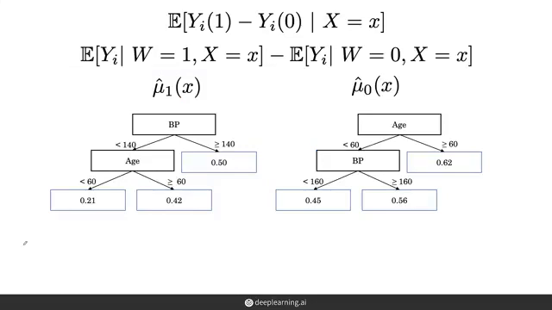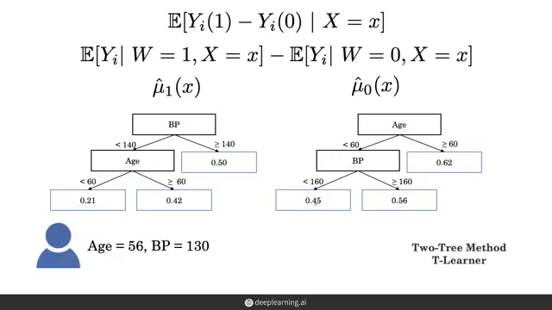If you picked a decision tree for the base learners, then you might learn models that look like the following. Notice that both models are using blood pressure and age to output a risk score. We can see how we can use these models to now estimate the treatment effect for a new patient.